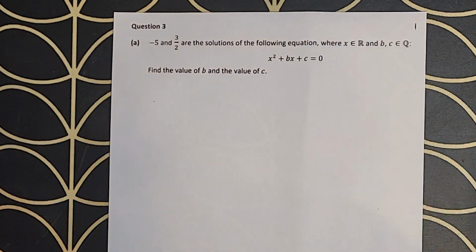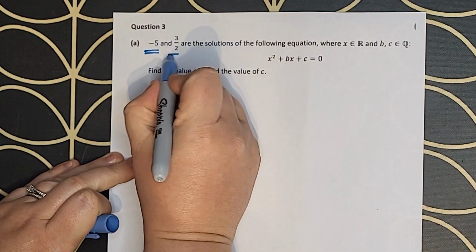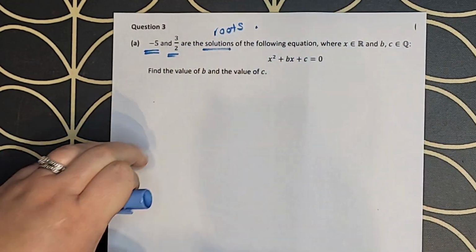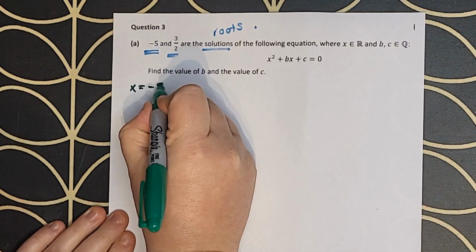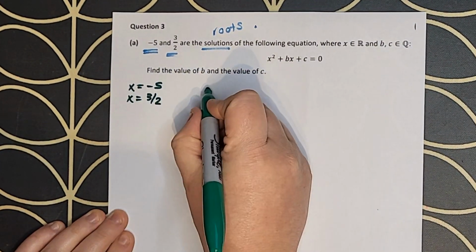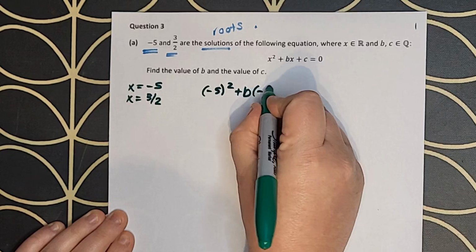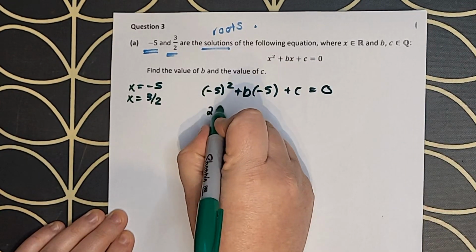Let's look at question 3 of the 2022 Leaving Cert Higher Level Deferred paper. So first of all, in part A, we're asked for -5 and 3/2. We're told that they are solutions to the following equation, and we're asked to find the value of b and c. So obviously they're missing.